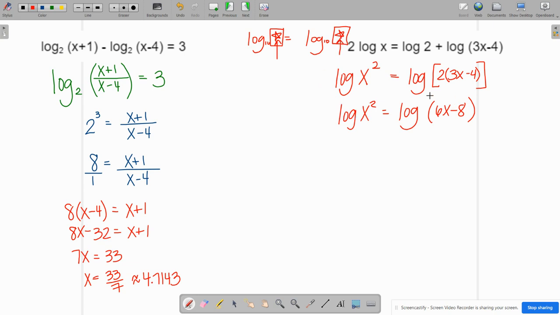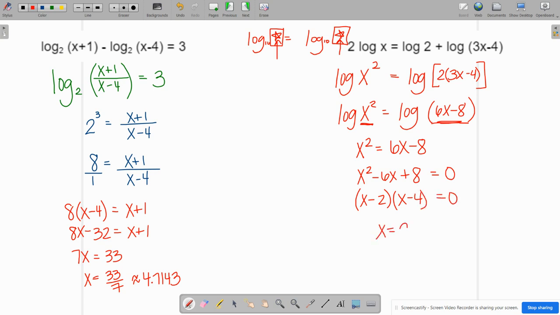So a single logarithm equaling another logarithm, they both have the same base, then it follows that this quantity, x squared, should equal this quantity, 6x minus 8. So x squared equals 6x minus 8, and now we can solve for x. If I take away 6x and add 8 so that this is set equal to 0, I know that this would factor to x minus 2 times x minus 4. So therefore, x would equal 2 and 4.